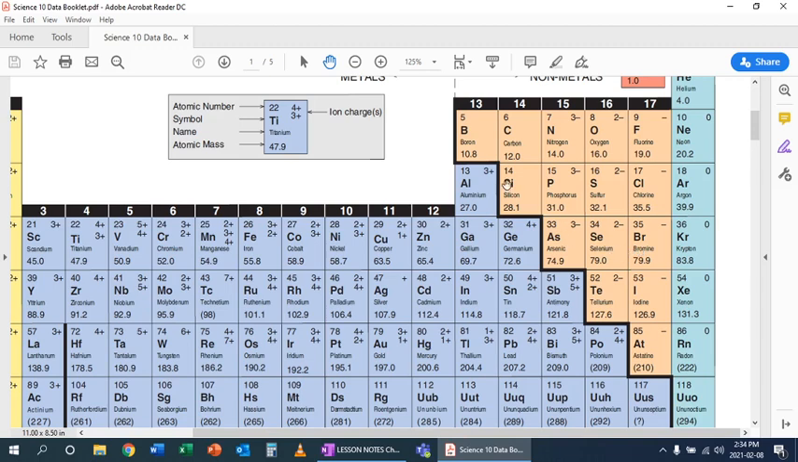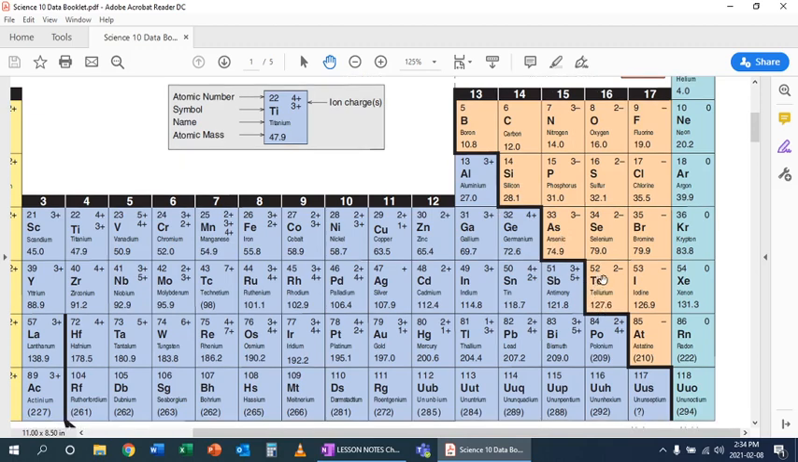But for the semimetals, the metalloids, they keep the first two syllables. So silicon is not silide, it's silicide. Notice the first two syllables, sili. Arsenic, you keep the arsen, so it becomes arsenide. Tellurium becomes telluride. So these are the semimetals. They keep the first two syllables.